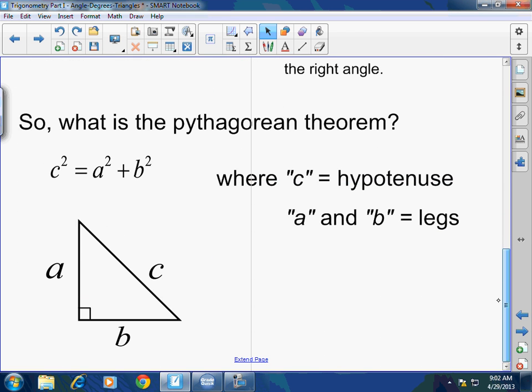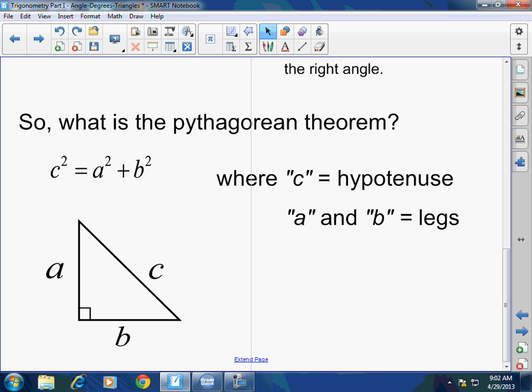And the Pythagorean theorem states that c squared, which is the hypotenuse squared, equals a squared, which is a leg squared, plus the b squared, which is the other leg squared. That's it, literally. Okay? That's how you find sides, missing sides of a right triangle.